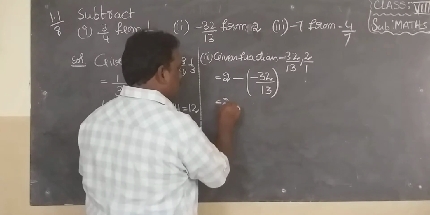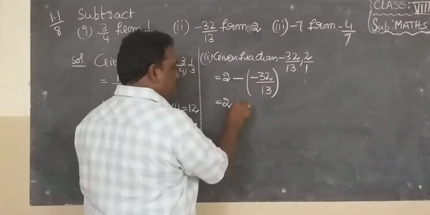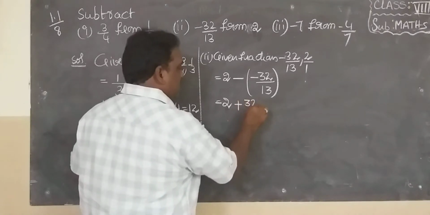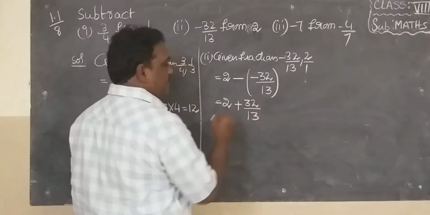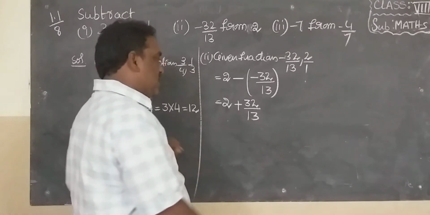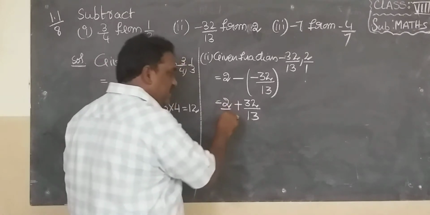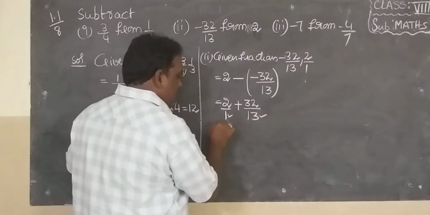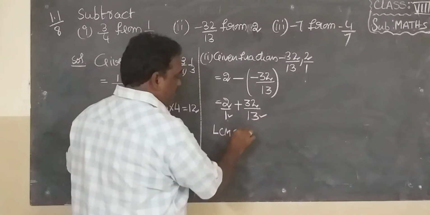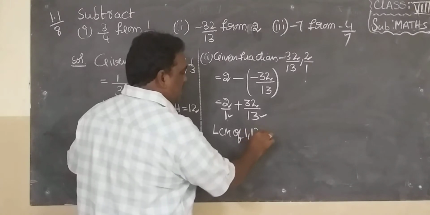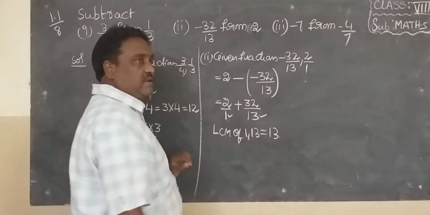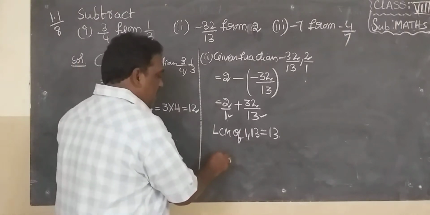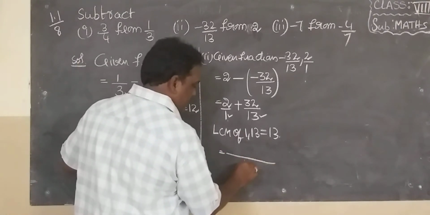Then 2, minus into minus is plus. Remaining 32 by 13. Here write 2 by 1. Then what to do? LCM. LCM of 1, 13 equals 13. So what is the LCM of 1, 13? 13. Then LCM is 13.